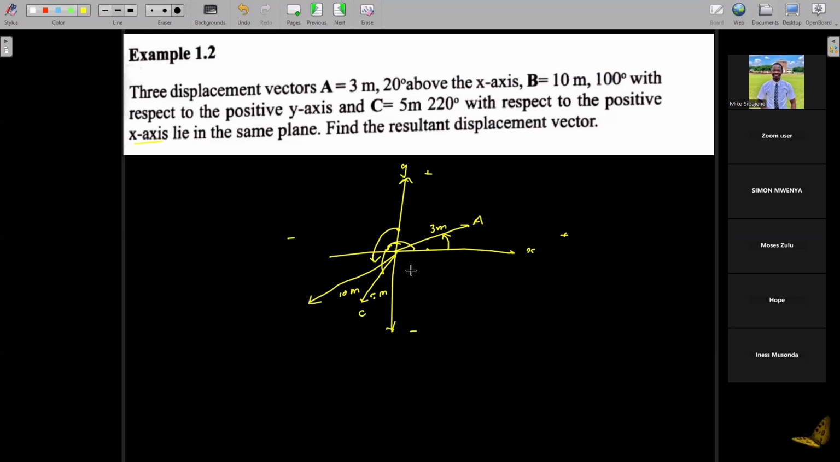So point A, point B, point C, we have our diagram. When you have your diagram, you have to draw and see what your resultant vector will come out to be.